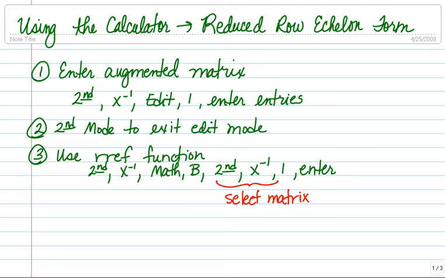We want to look at how we can use the calculator to put a matrix in reduced row echelon form. The steps we're going to go through are first to enter the augmented matrix. I've written the steps here, but I will demonstrate that on the calculator with a specific problem. Then we're going to exit the edit mode and use the reduced row echelon form function that's built into the calculator to compute that for us.